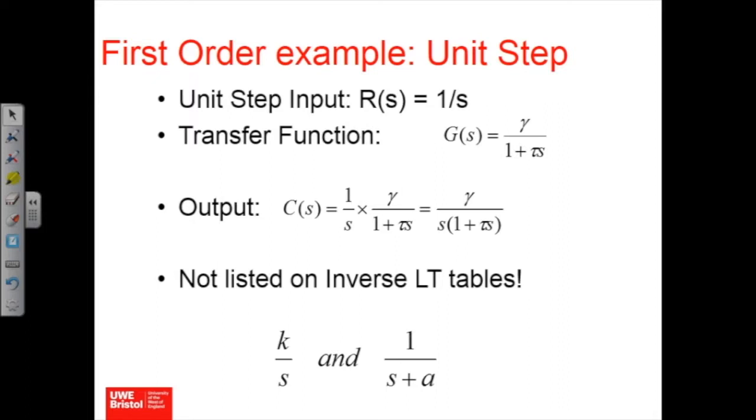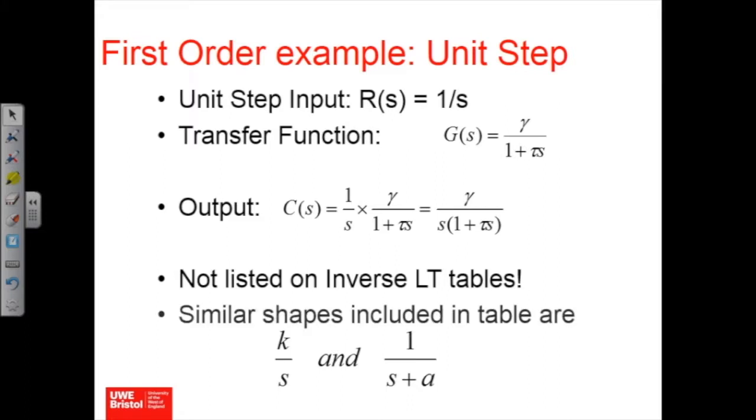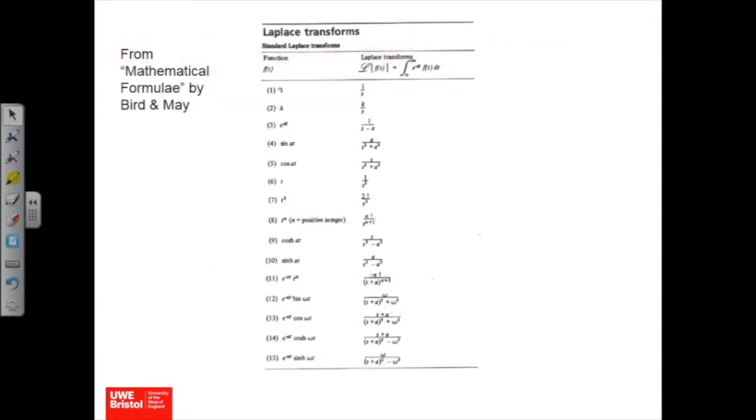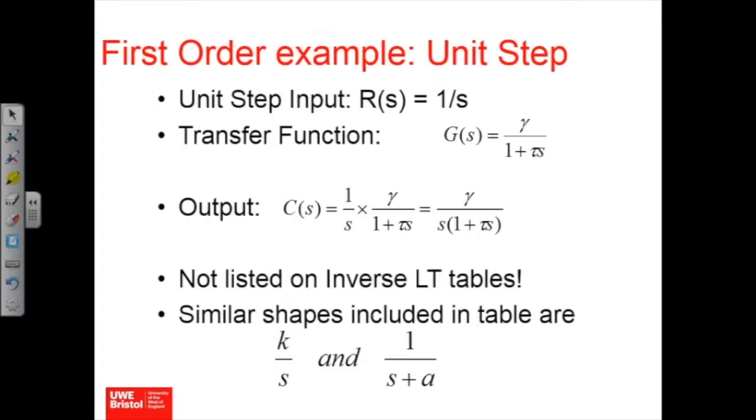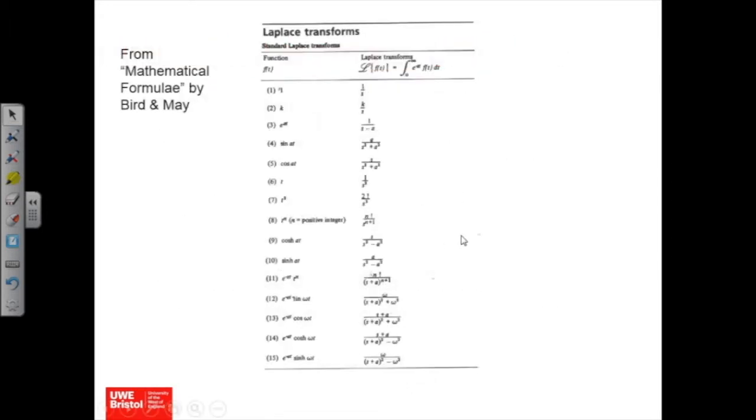Okay. That is not listed. I think I've got them here. That is a copy of the Laplace transform set from the Bird and May books that you sometimes get in exams. You know the ones I mean? Yeah, those booklets. And that's just copied from there. So if I want to find this shaped function in my transform tables, I've got a slight problem because it's not there.